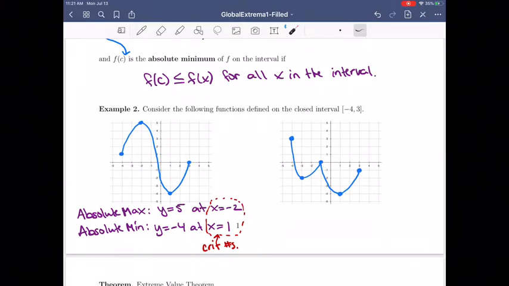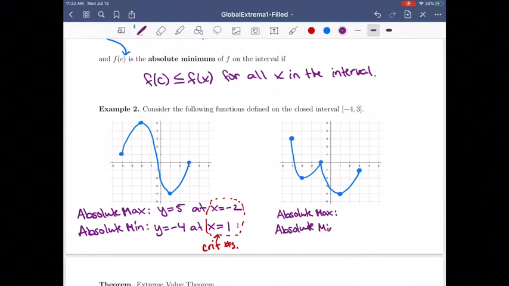What about this other graph? Again, we want the absolute max and the absolute min. Let's do the minimum first. It looks like the smallest it gets is at this valley here, so it's again negative 4, and again it's at x equals 1.